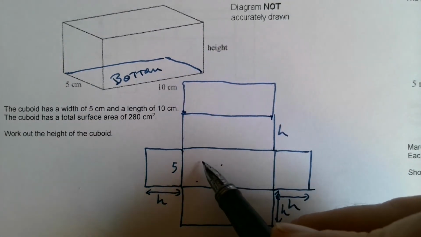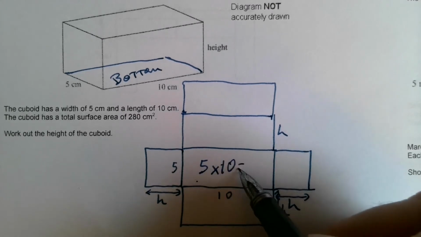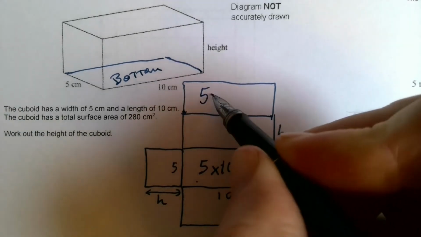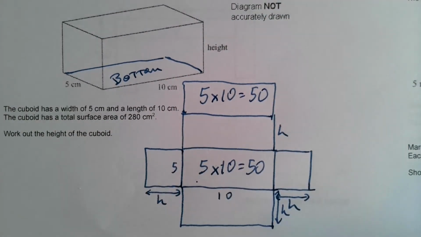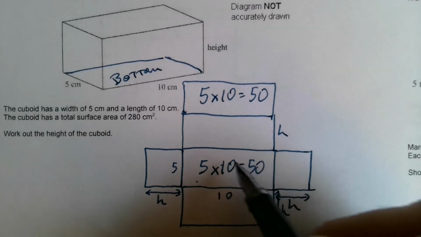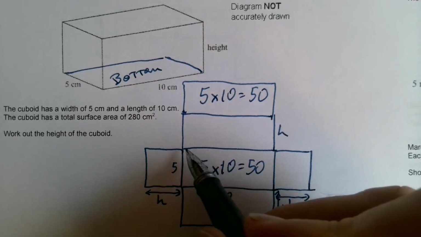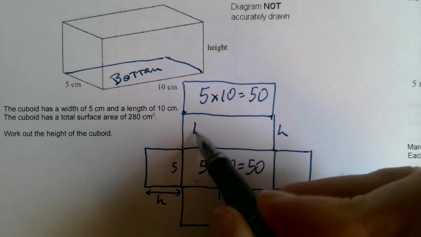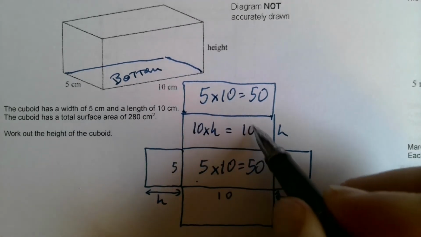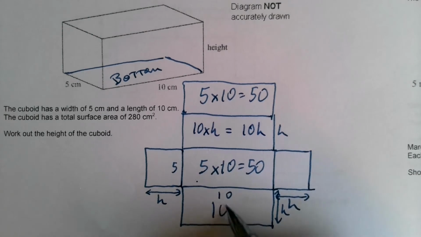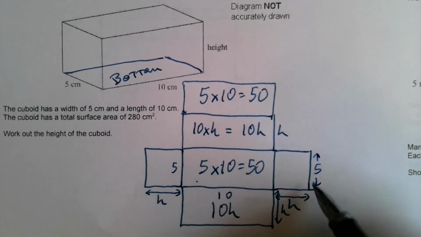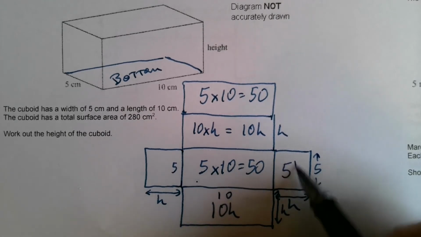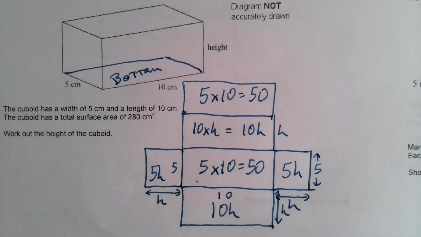So the bottom is going to be 5 times 10 equals 50. The top will be 5 times 10 equals 50. And then the way that we would work all the other bits out would be to do the length times the width. So the length times the width would be 10 times h, which we call 10h. We'd have another 10h here. This is 5 wide, so 5 times the height is 5h there, and 5h there.